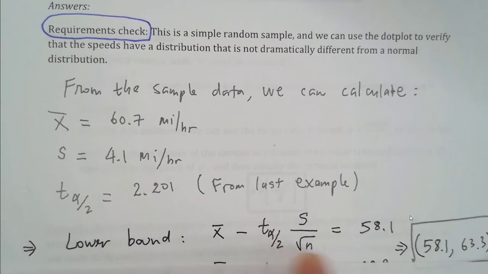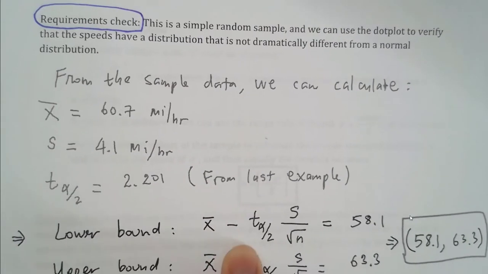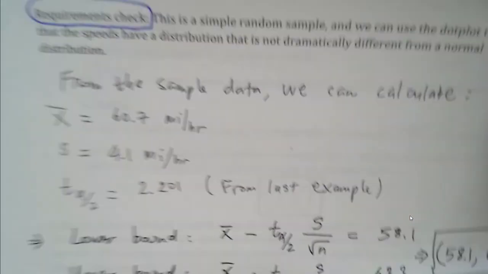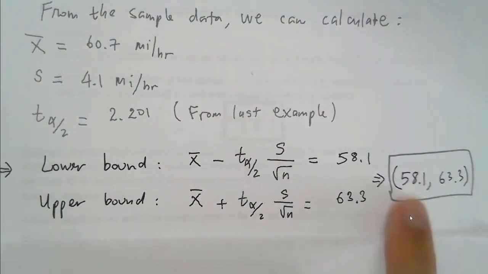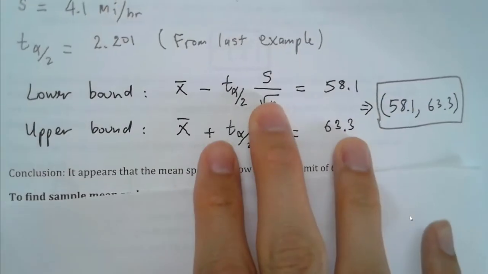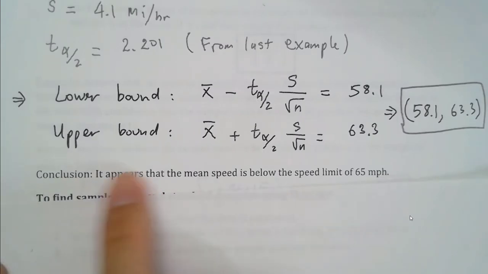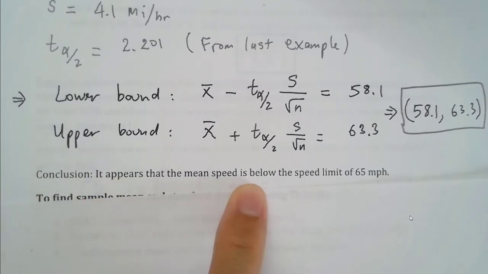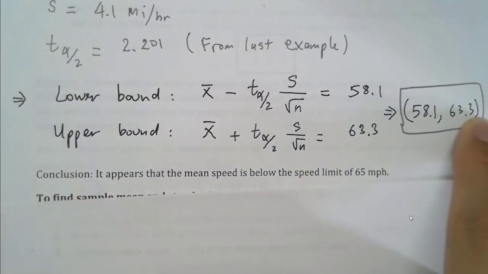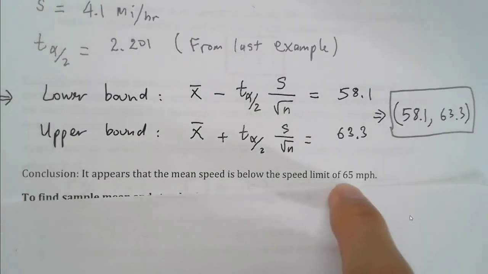We have everything, and then one is minus, one is plus to get the lower and the upper bound. And we can make a conclusion. It appears that the mean speed is below the speed limit because 63.3 is below 65 miles per hour.